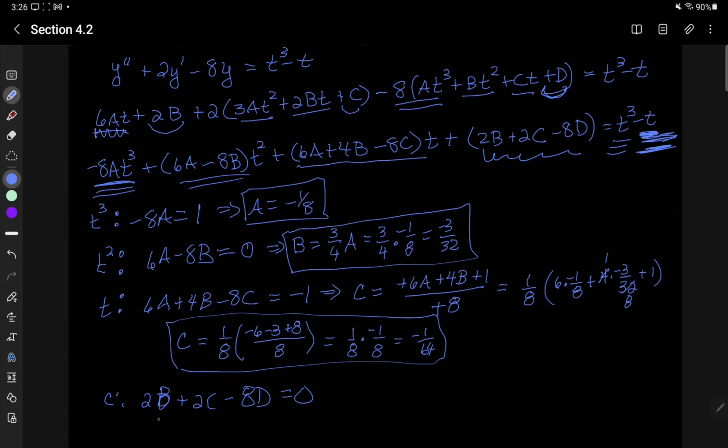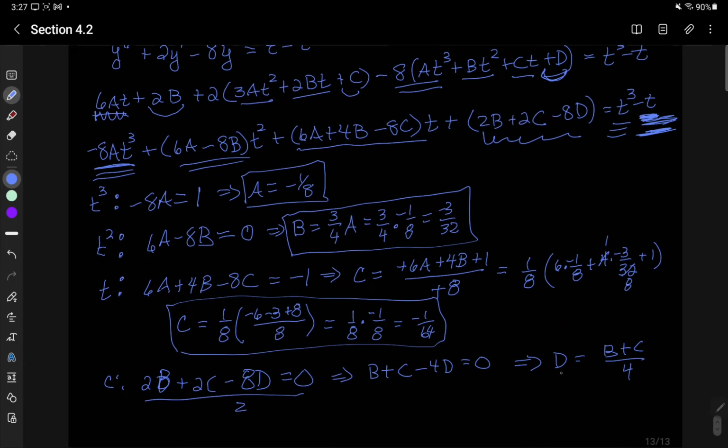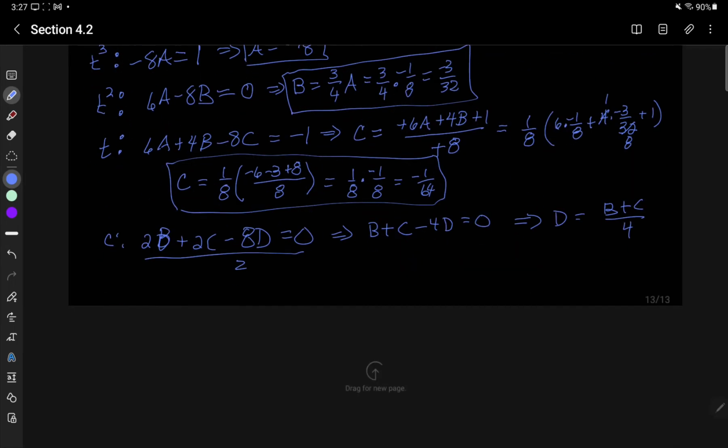I notice first that I have a 2 in common. I'm going to divide out the 2, and that gives me b plus c minus 4d equals 0. And then solving for d, I'm going to get b plus c divided by 4. So b, and I'll bring that 1/4 to the front.